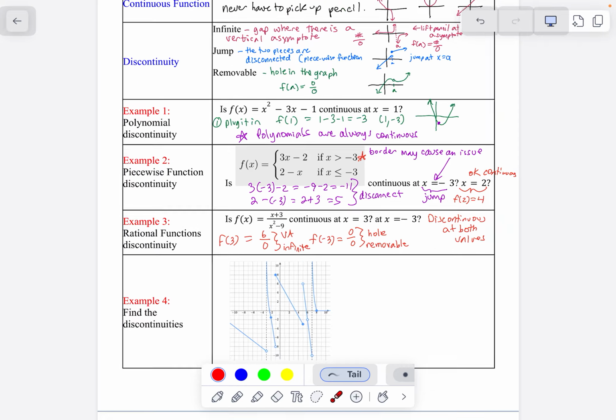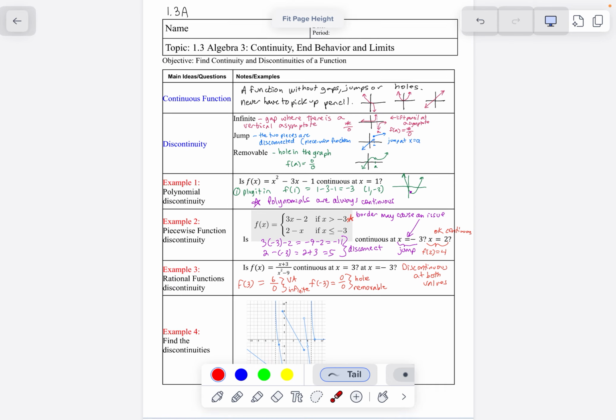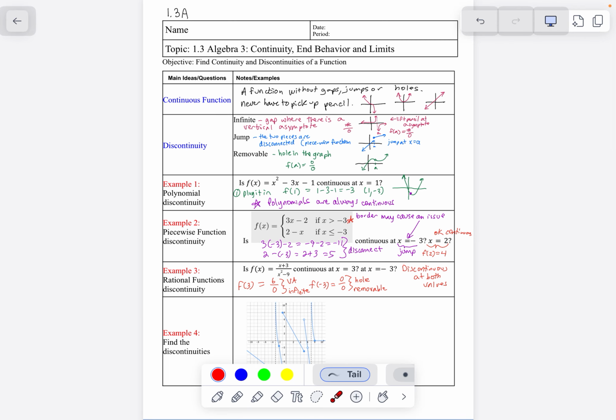Okay. Do we have any questions at all about this first stuff? Brand new stuff. I don't know if you've ever seen anything about the word continuity before. Did you do that in pre-calculus?